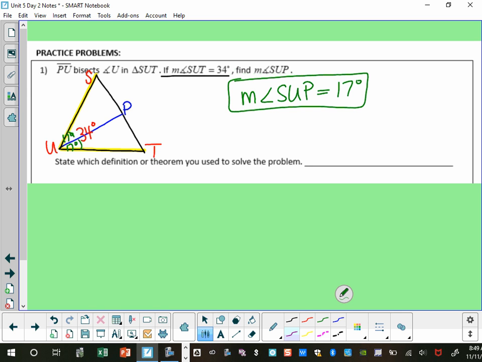You guys can just cross out where it says state which definition or theorem you use. We talked about the theorems, but we haven't actually gotten that far yet. We'll do that on the last day, Day 5. And this isn't entirely new. We've basically done this from Unit 3, our angles.